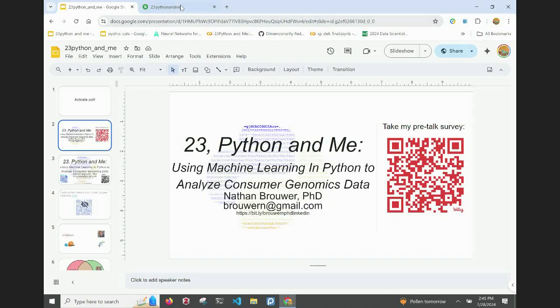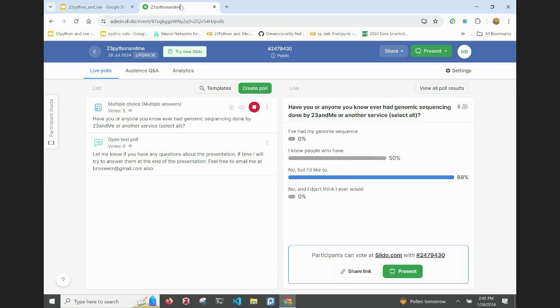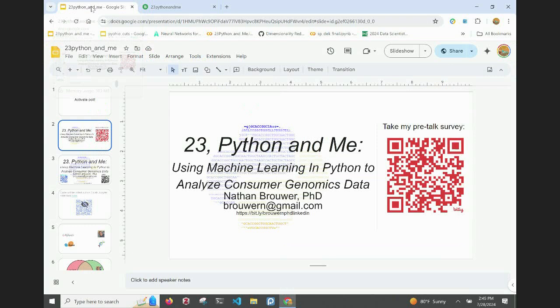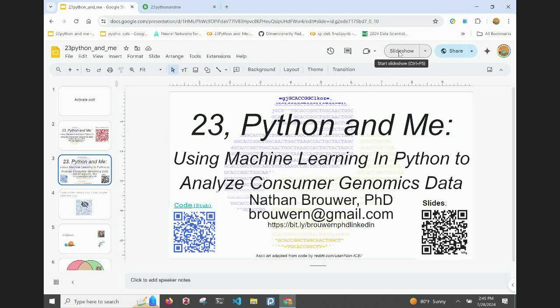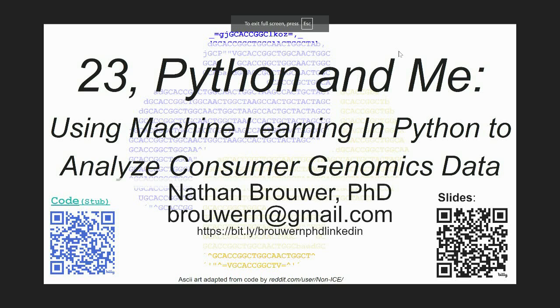And I'm running a little poll using Slido here, and let me see how the results are going. It's totally anonymous, and it looks like most people at least know people who have had genomic testing using a service like 23andMe, and a lot of you are interested or would be open to that possibility. So cool. Hopefully you can learn something about genomics here and how you could use this data or go and get open source data and play around with it.